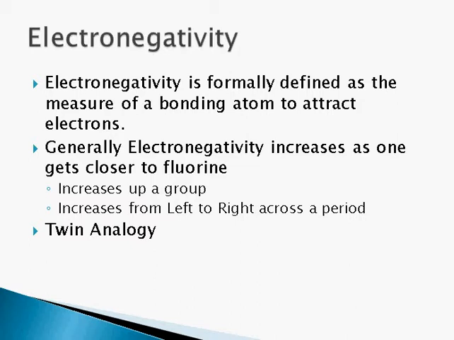Next concept I want to talk about is electronegativity. It's formally defined as the measure of a bonding atom's ability to attract electrons. The way that I like to think of it and generally like to explain it to students is to think of two atoms when they share electrons. Think of them as almost never sharing them equally. One is always kind of bigger and stronger and wants to take more of those electrons.